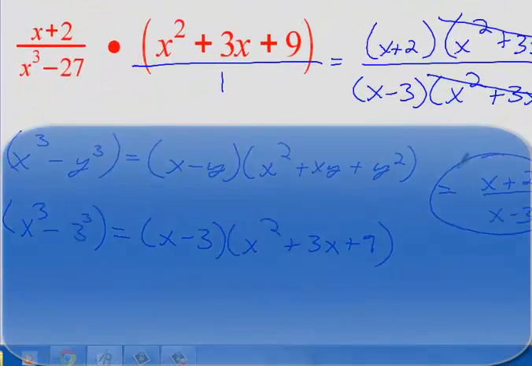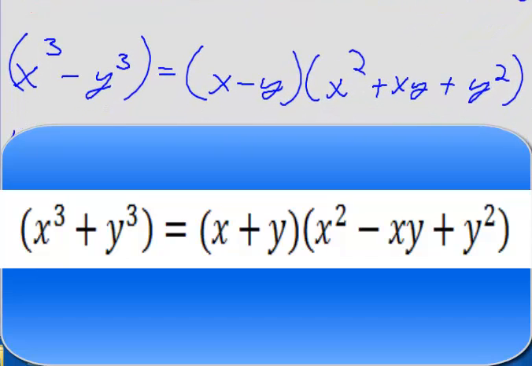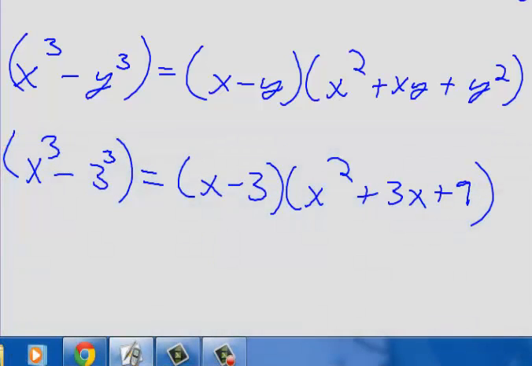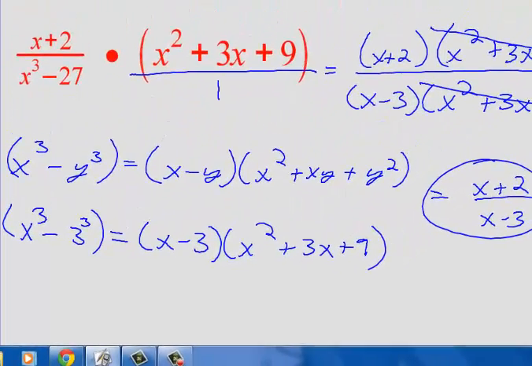There's an addition one. Do you want me to write it down real quick? Okay. So you need to know both of those formulas. I would suggest having them written down somewhere. All right. So everybody okay with the basics up here, though, with the canceling part? With the simplifying part? Okay.